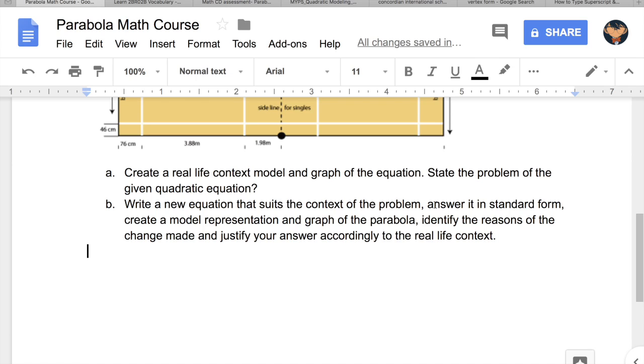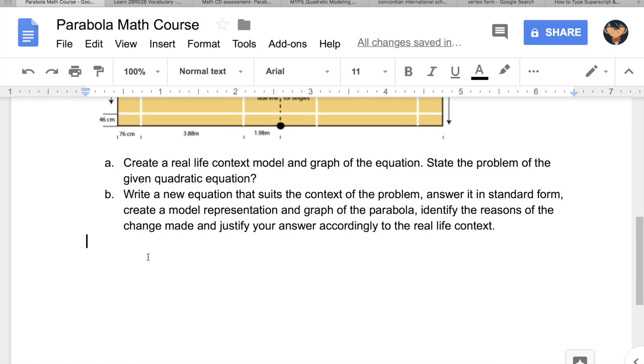Now let's look at the second problem. Write a new equation that suits the context of the problem. Answer it in standard form, create a model representation in graph of the parabola, identify the reasons of the change made, and justify your answer according to real-life context. So the approach here is to make the shuttlecock pass the net.